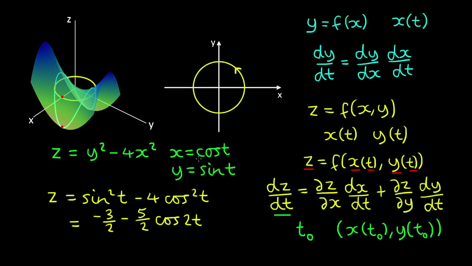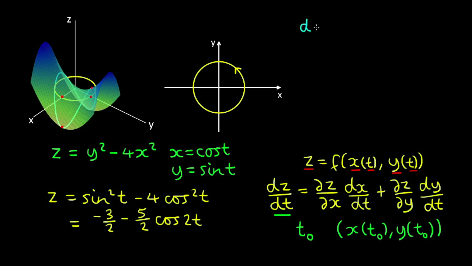And for example, for t equal to pi/2, x is equal to 0 and y is equal to 1, and we get cosine pi, which is negative 1, so that gives minus 3/2 plus 5/2, which gives z equal to positive 1, as we can see. Now let's make a bit of room over here.